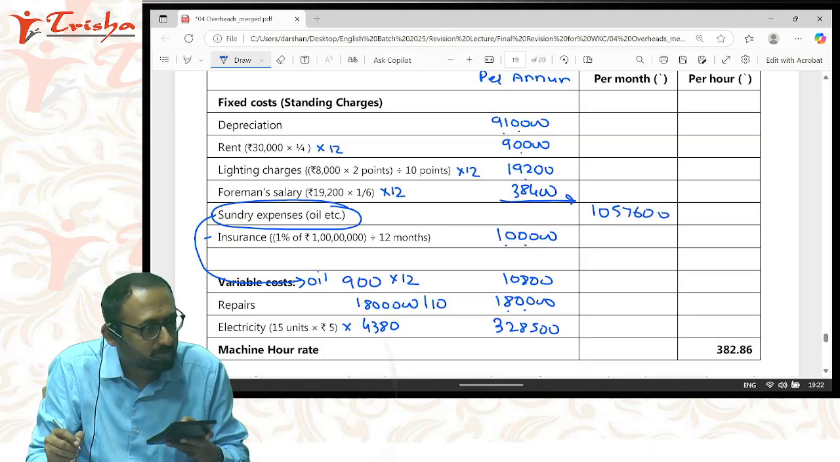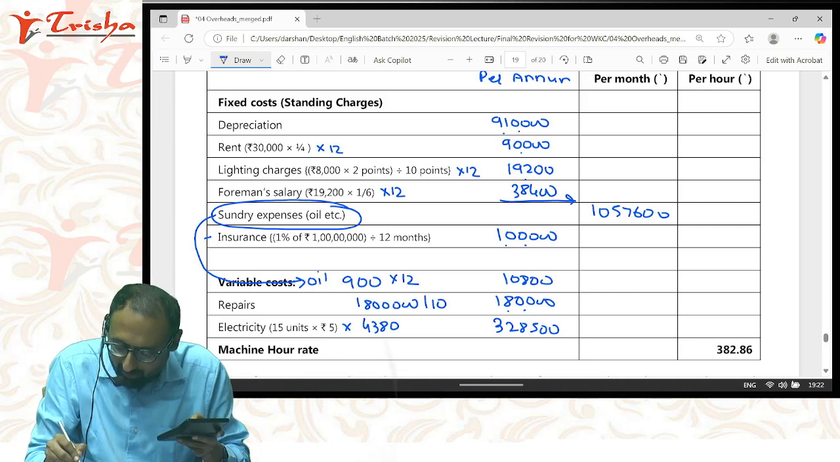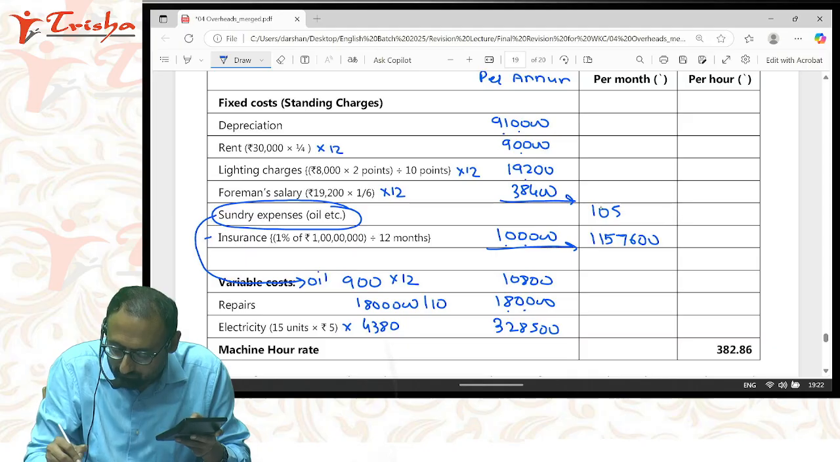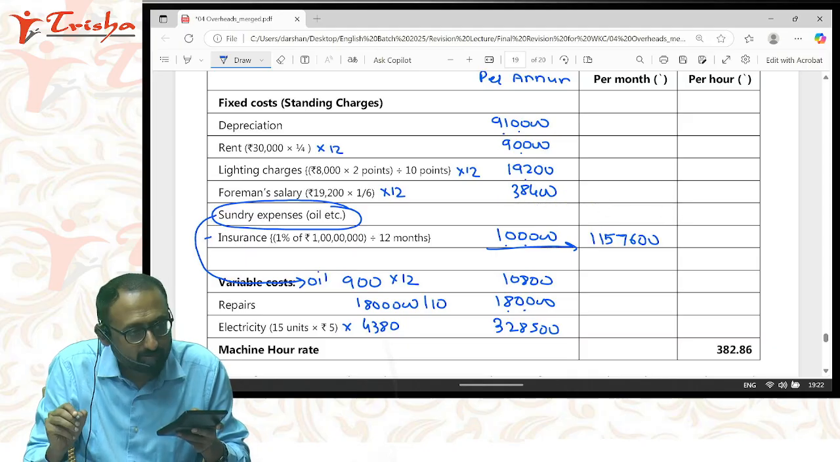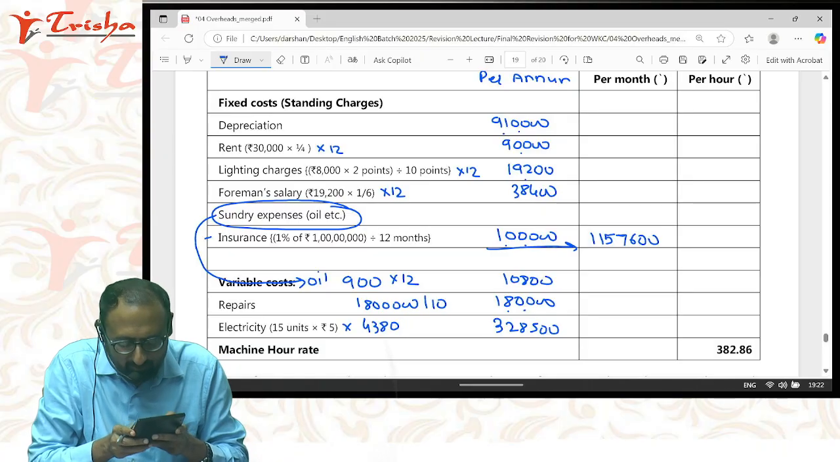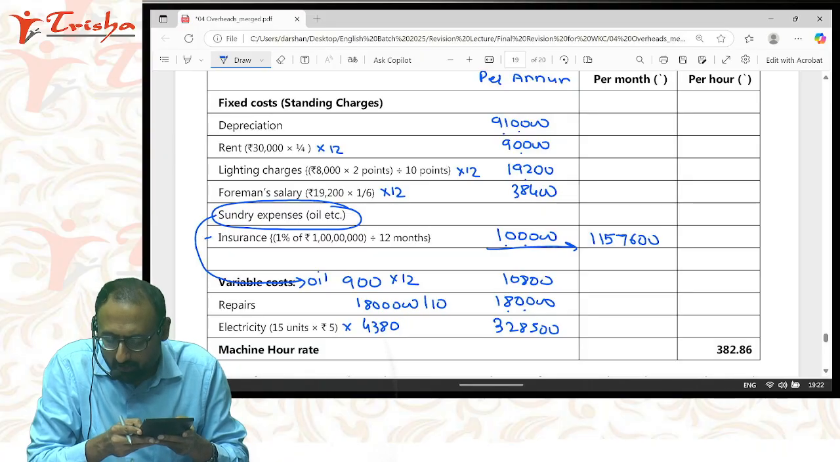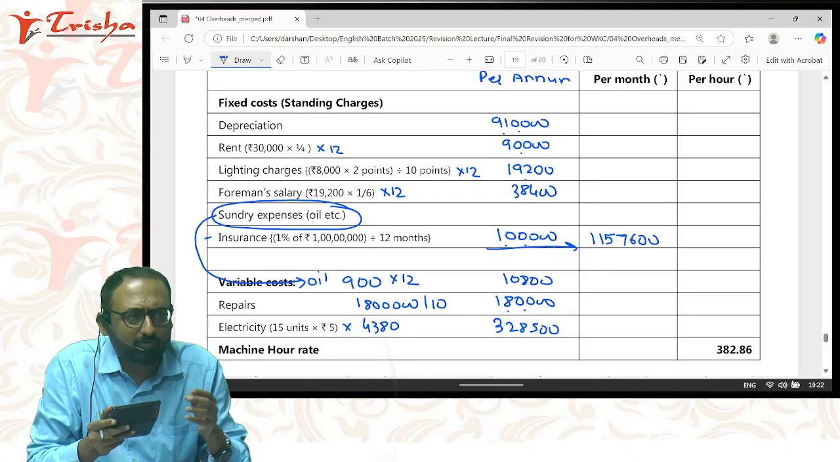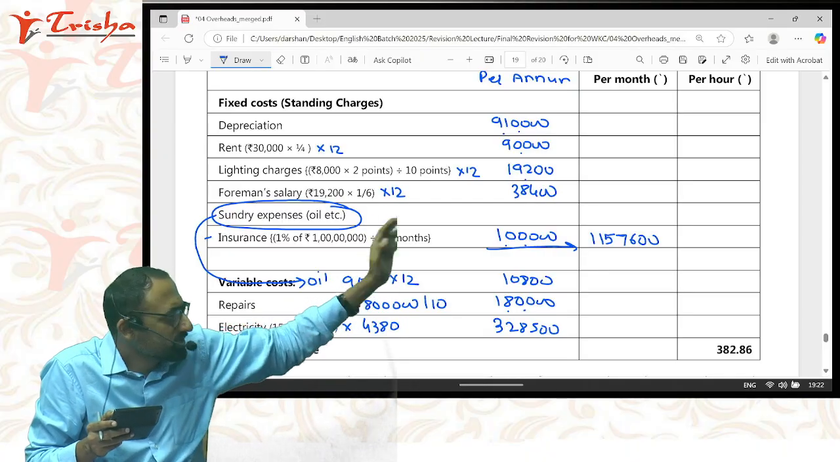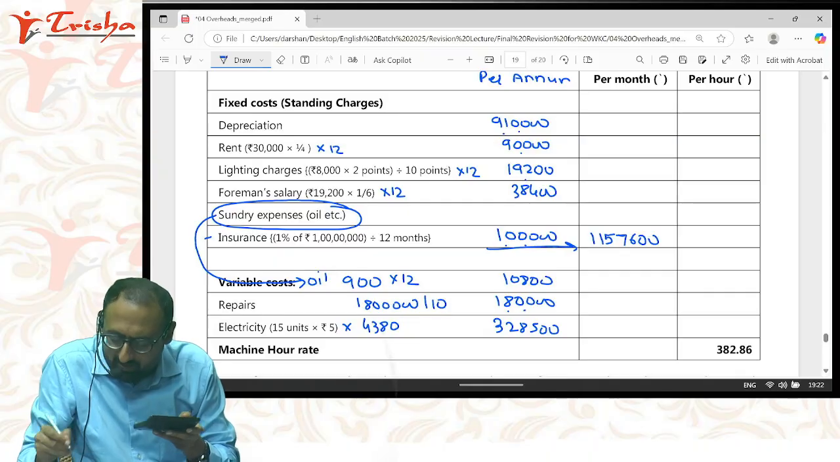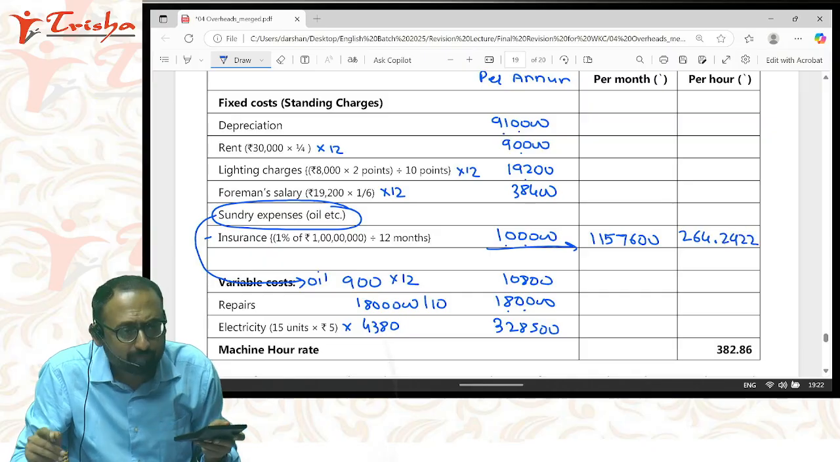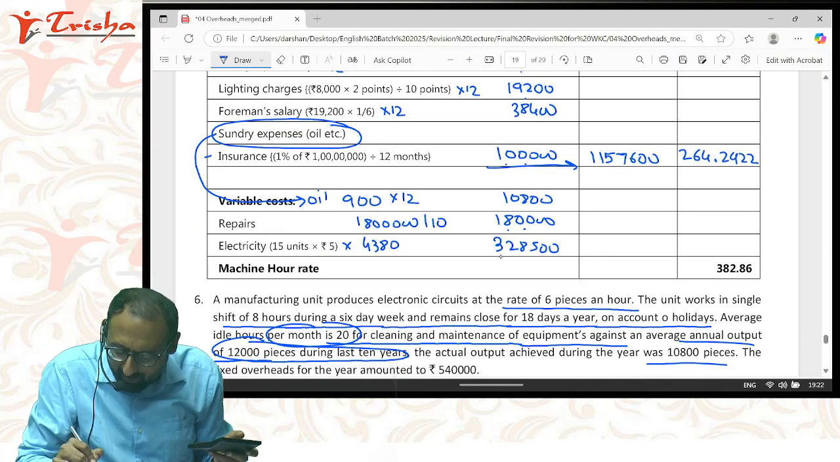Correct, guys? Insurance not added. So it will be 11 lakh 57,600. Correct now? Please check, Sirji. Total check, Sirji. Is it 11 lakh 57,600 divided by 4380 effective hours? Sir, what is the machine hour rate formula? Total overhead divided by machine hours. So divided by 4380 machine hours. Sirji, your answer comes to 264.2922. Yes or no?